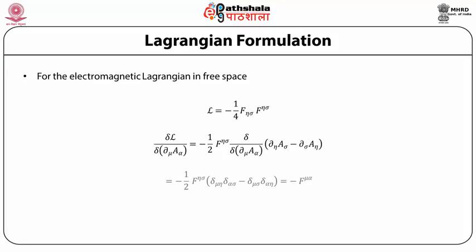This equals minus 1 by 2 into F eta sigma into within the brackets del mu eta minus del alpha sigma minus del mu sigma into del alpha eta brackets close, which equals minus F mu alpha. Therefore, T mu nu is equal to minus of F mu alpha into del nu A alpha plus 1 by 4 into G mu nu into F alpha beta contracted with F alpha beta.